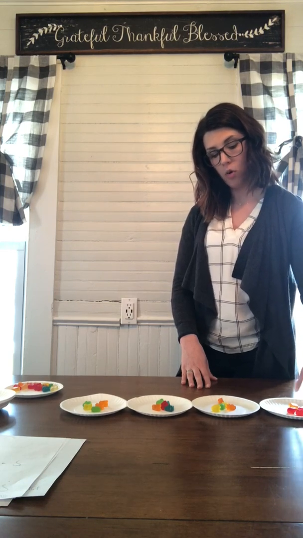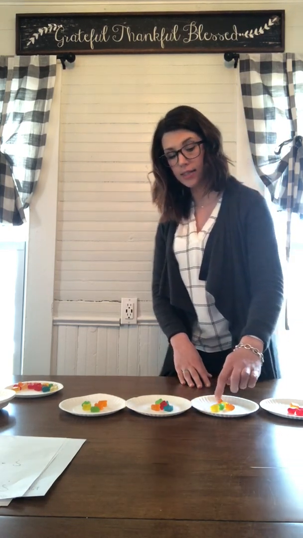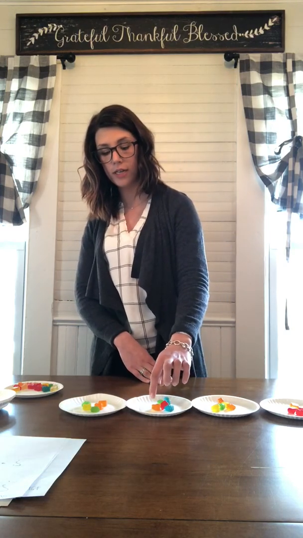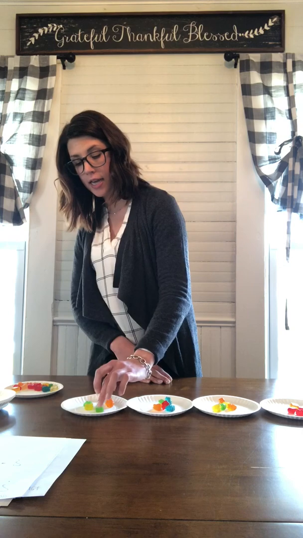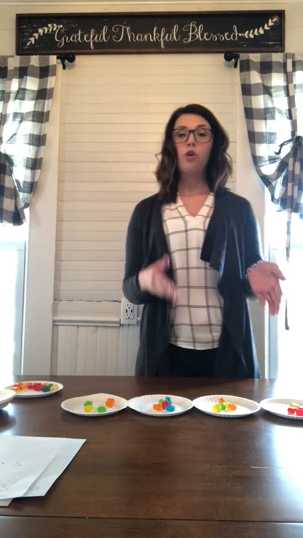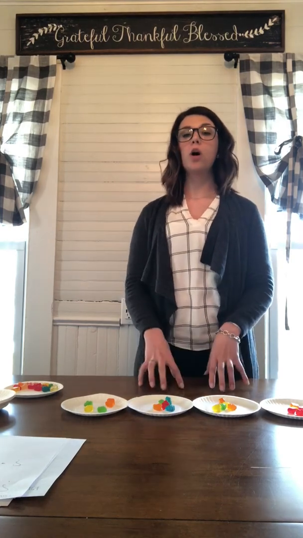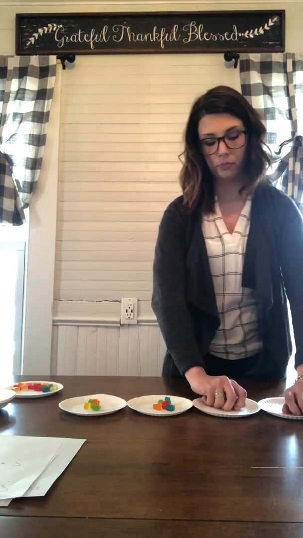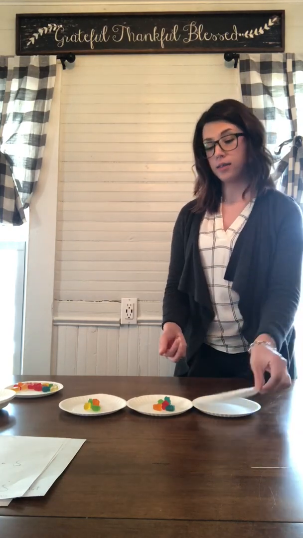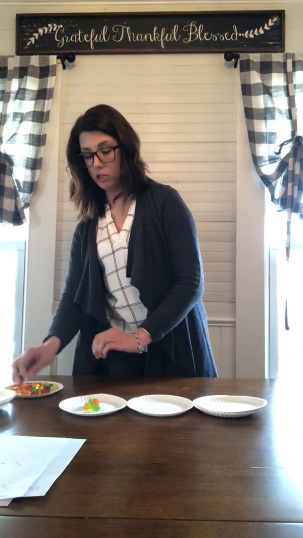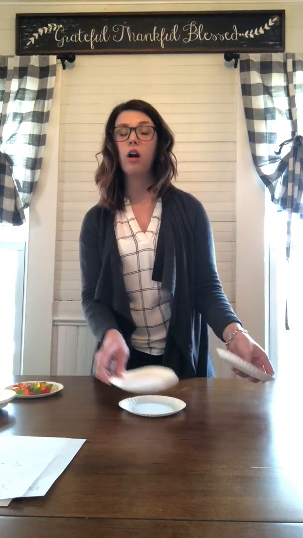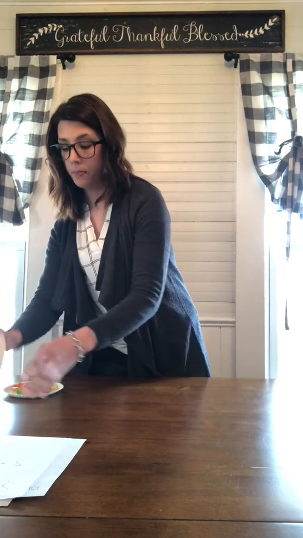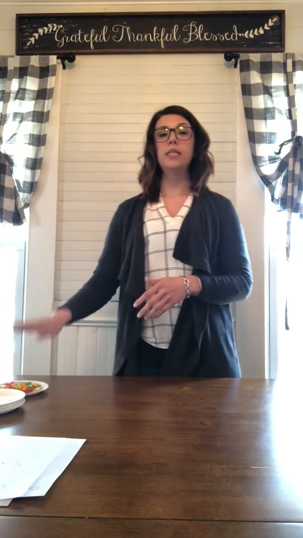1, 2, 3, 4, 5, 6, 7, 8, 9, 10, 11, 12, 13, 14, 15, 16, 17, 18, 19, and 20. So 4 times 5, or 4 sets of 5, or 5 plus 5 plus 5 plus 5 equals 20. And the 20 is our product to the multiplication equation. The 4 and the 5 are our factors. Great job.